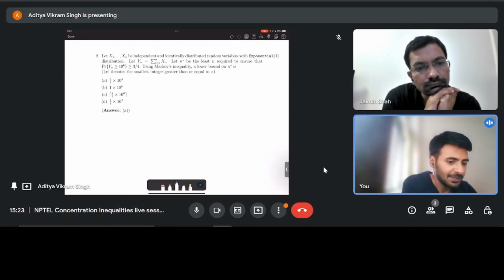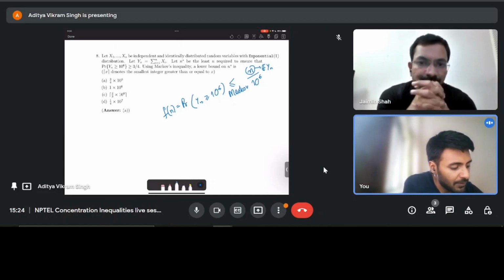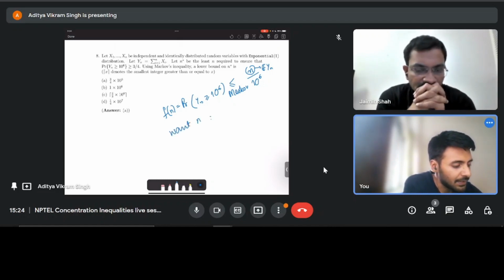Yes, the next problem we already discussed last time. We have this probability that Y_n is greater than or equal to 10^6. We are interested in this quantity, suppose this is f_n. We know that by Markov, this is less than or equal to n by 10^6, where n is the expectation of Y_n. So f_n is less than or equal to n by 10^6, and then we want n such that f_n is greater than or equal to 3/4. So for what n would this be true?